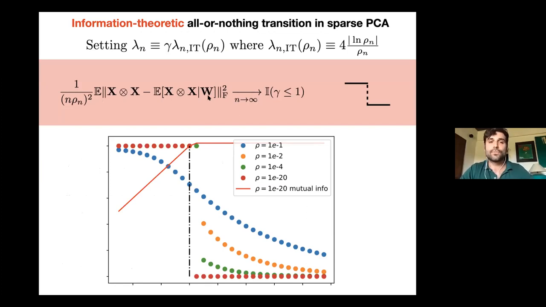That is, this quantity, when the sparsity goes to zero and in the large system limit, in the high dimensional regime, you see that indeed there is a threshold below which it's one, and above which it becomes zero. So the all or nothing is really there, and now we have a theorem for that.